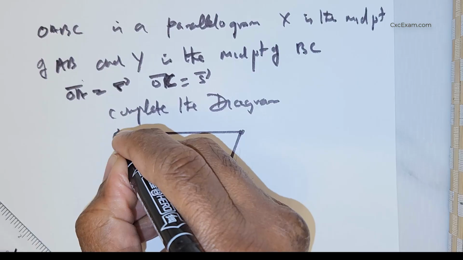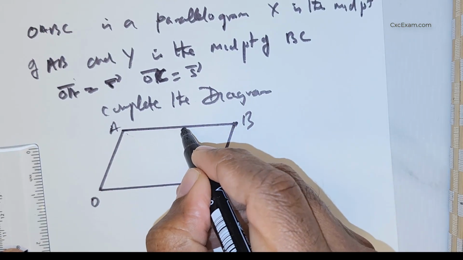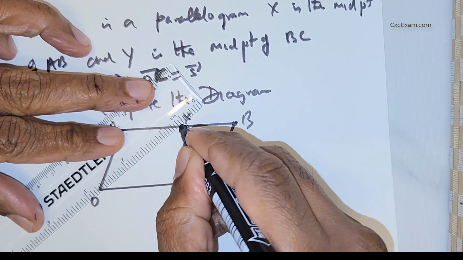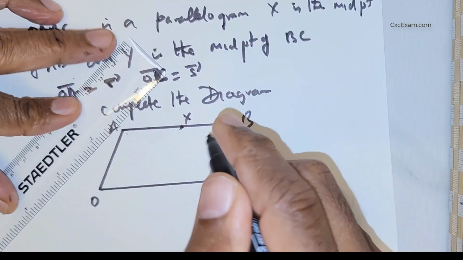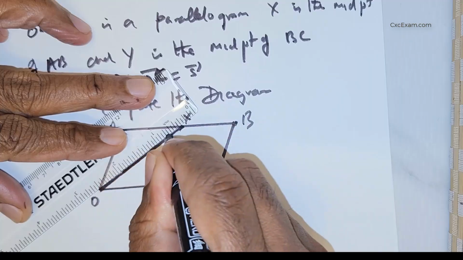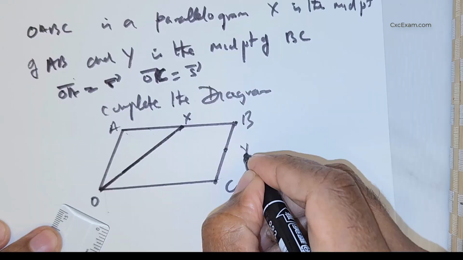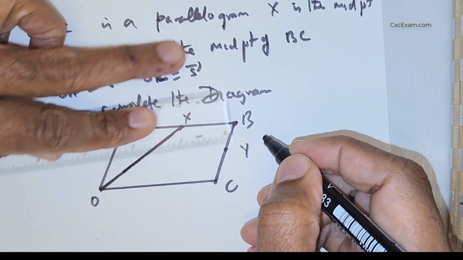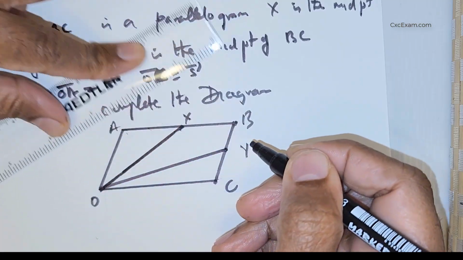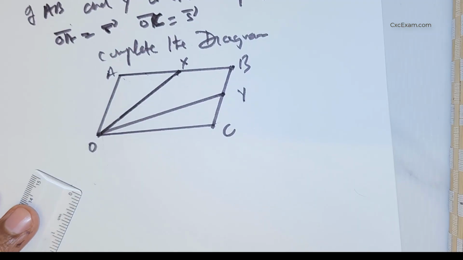This is O, this is A, this is B, this is C. Now X is the midpoint. So I connect O with X, and then Y is the midpoint of BC, so I connect them. So this is the figure.